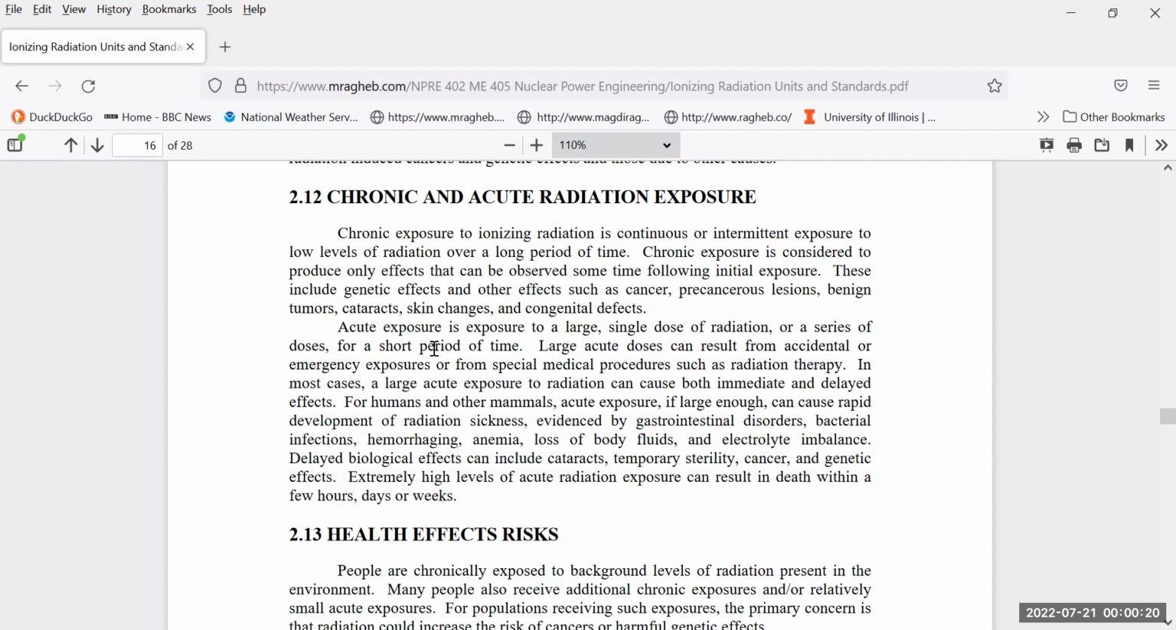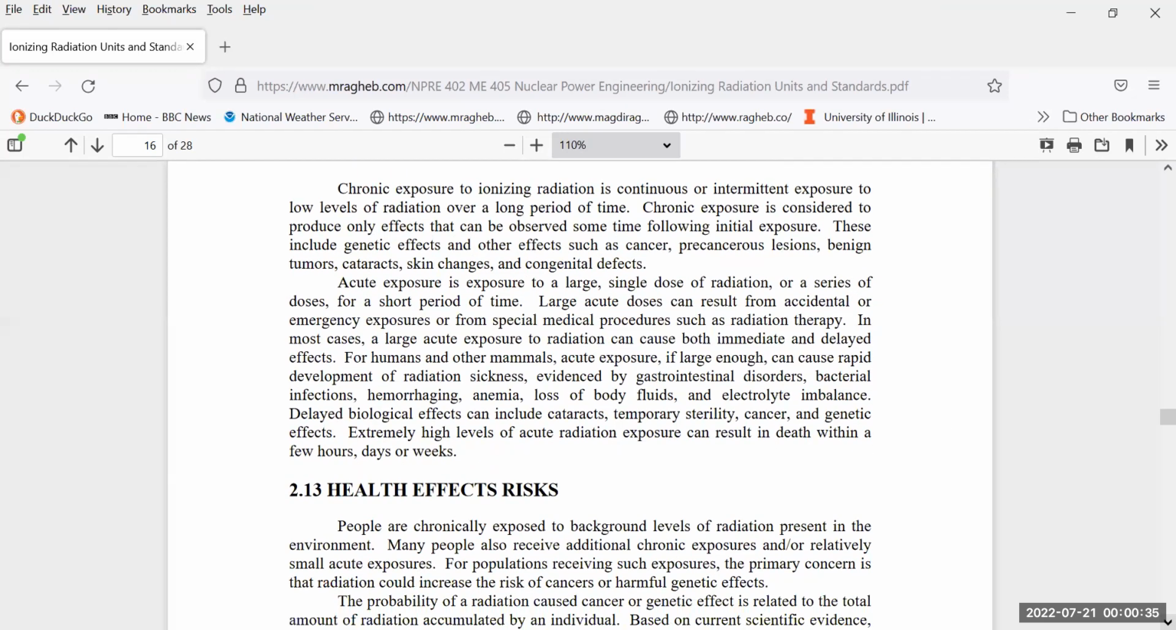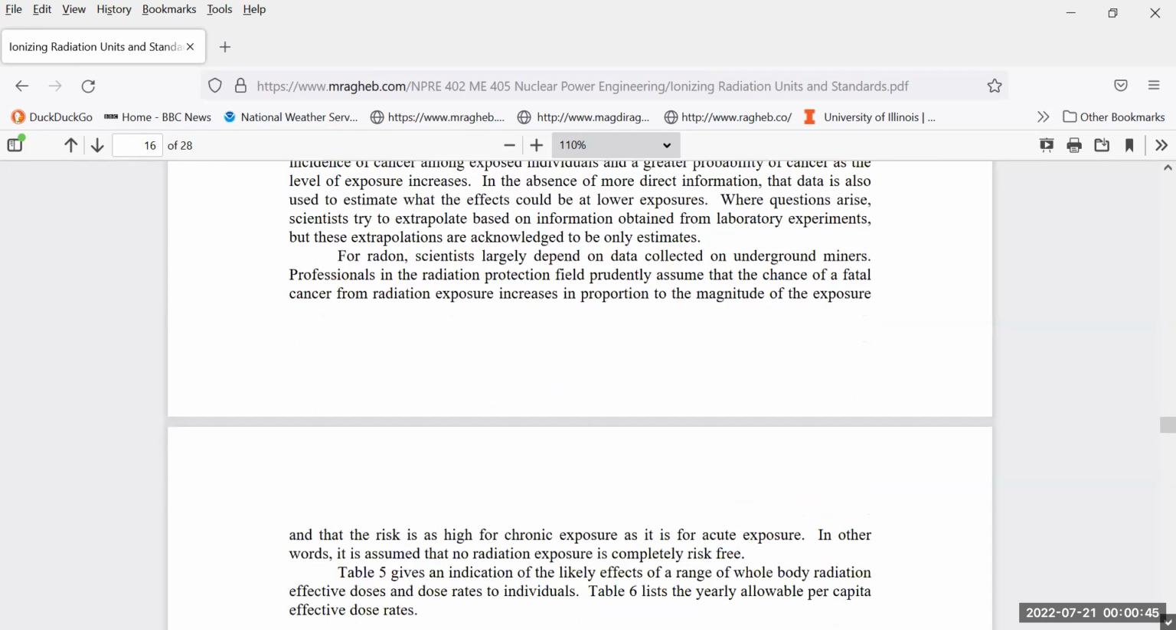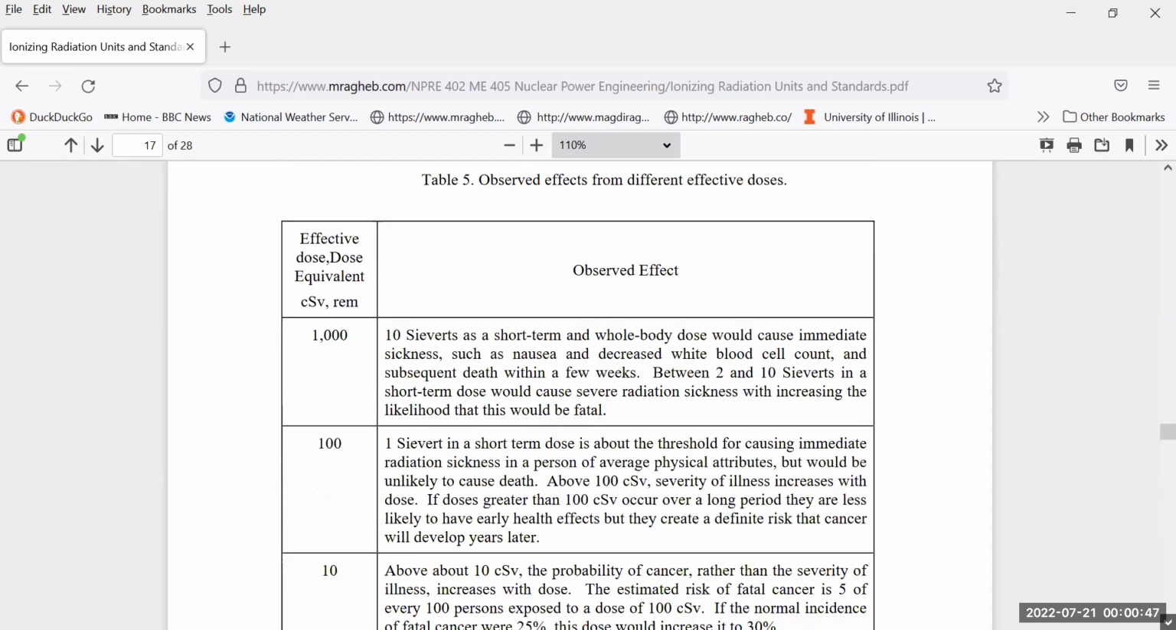The acute exposure is different. In that case, it would be exposure to a large single dose of radiation, for instance, working in a nuclear submarine and having to deal with a valve that is not operating to specifications. A person can get some large dose of radiation. So what do we know about the effects of radiation? These are the observed effects of radiation.